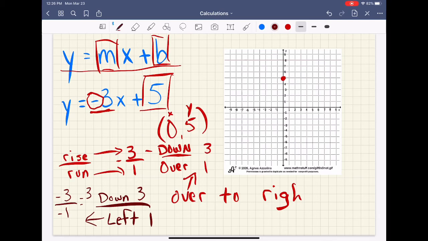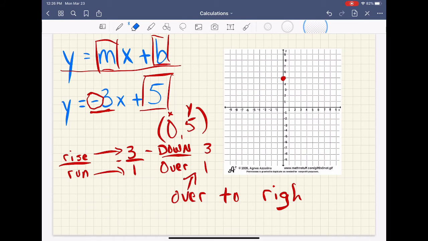So going down 3 and to the left 1 would actually cancel out those negatives, and that would be just the same as graphing a positive slope. So we'll do a few more examples if that kind of confused you, but just know that if you have a negative slope, you're going to be going down from your point, down, and then you're also going to be over still to the right, okay?